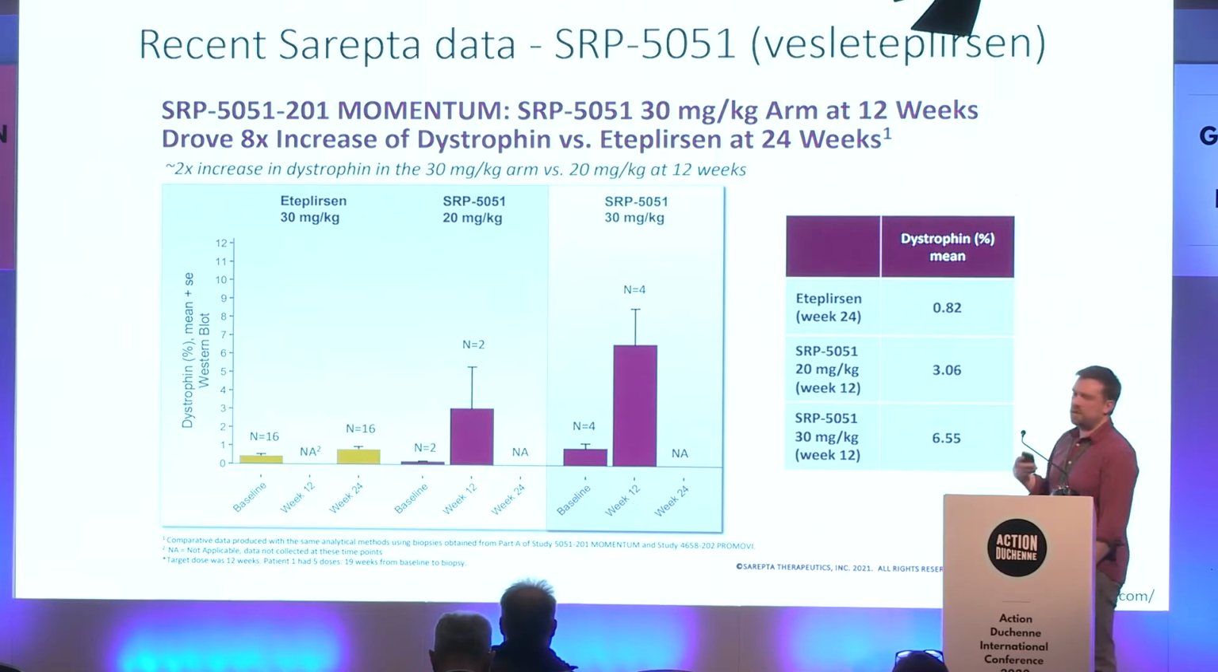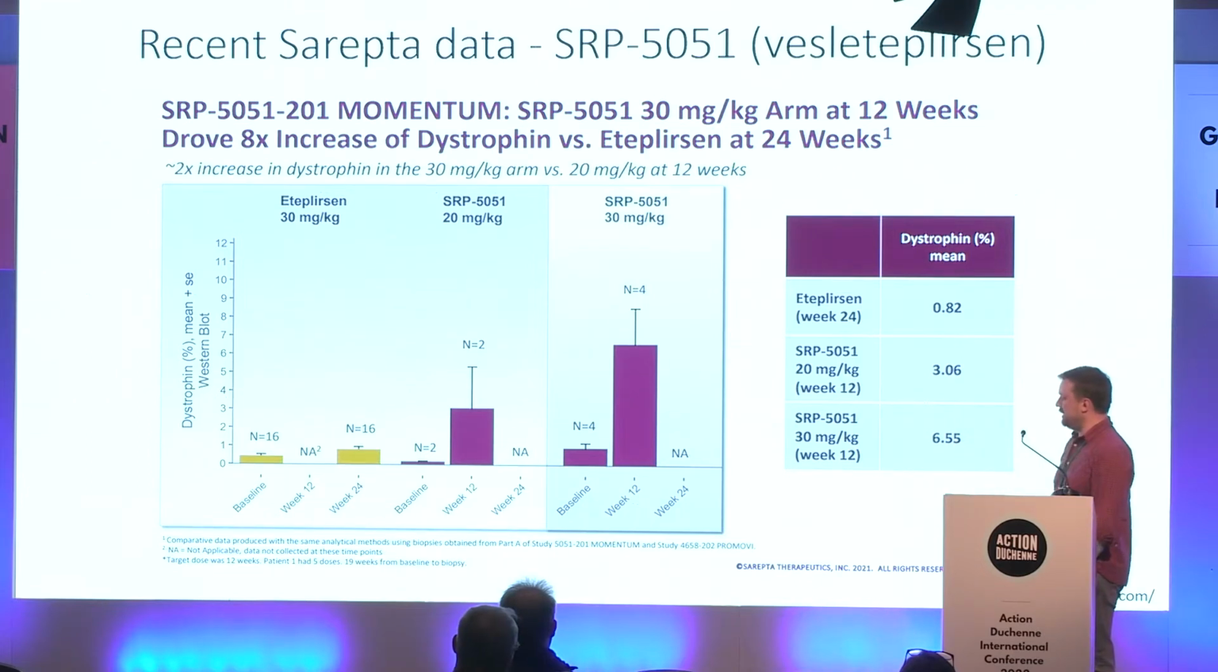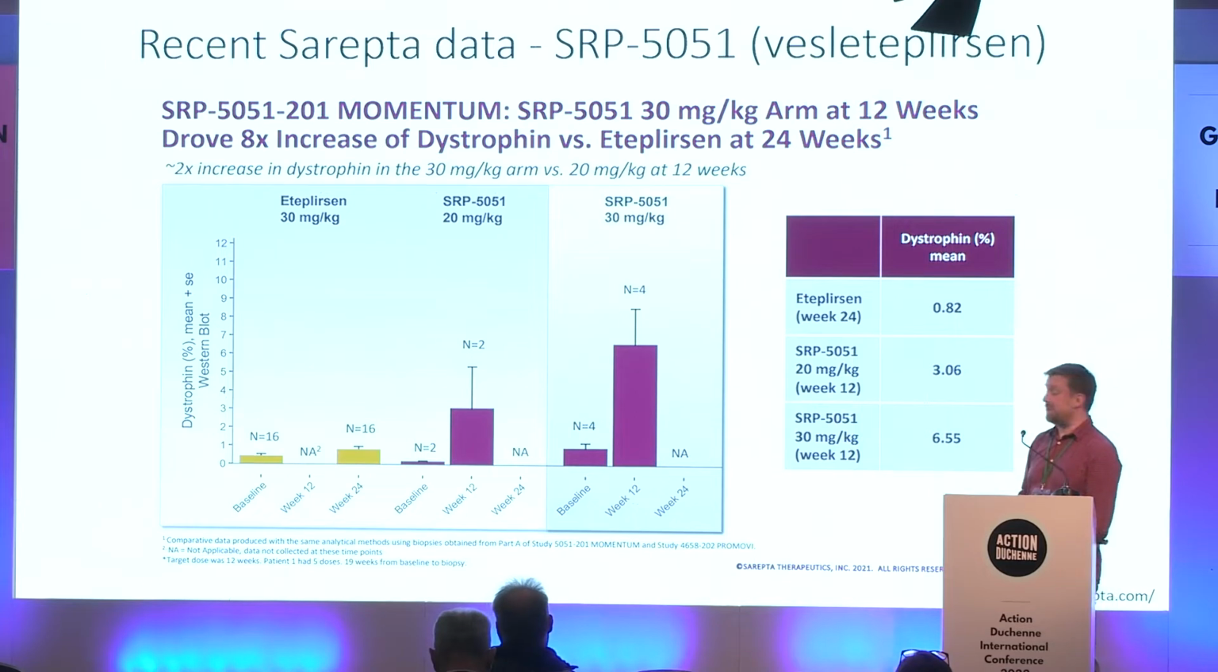DMD patients treated with the peptide PMO conjugated version of eteplirsen. So it's the same PMO, but with a different delivery technology attached to it. You can see that there's about an 8-fold increase in dystrophin production, and that's after only 12 weeks. So it's not quite a direct comparison, but this is very encouraging, and based on a lot of work that we've done in our lab using PMO technology, this is very much what we see as well.